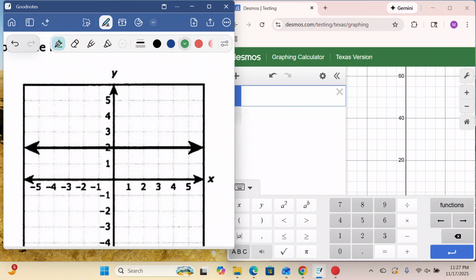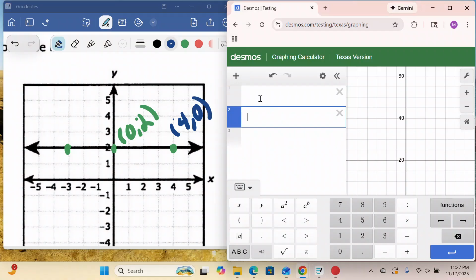So the way I would do this with Desmos is I would get this point. This is my y-intercept. It is 0, 2. And then I will get any other point. It doesn't matter if it's this one in green, or this one, or this one, as long as it's on the line. So I did this one. It's going to be 0. No, it's going to be 4, 0. So I'm going to put those two, 0, 2 and 4, 0 into Desmos.